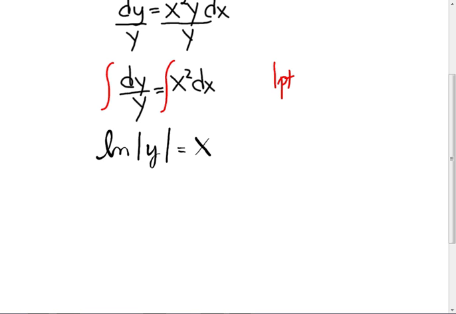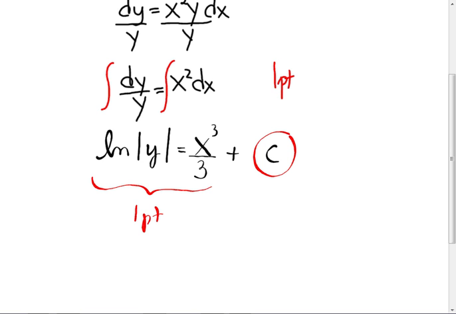x cubed over 3. Well, I want to hit this one because this one's kind of important. Plus C. Now, you get a point for the integration, so this would be worth a point. And if you do it wrong, you don't get that point. Even if you do it wrong, you still get your point for adding C. If you don't add C now, nothing, you're done.